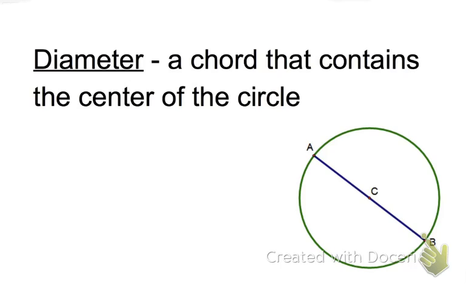Diameter. The diameter is a chord that contains the center of the circle. So before we had a chord whose endpoints were on the circle, which is similar to this one. So AB is actually considered a chord, but when the segment actually goes through the center of the circle, it's now called a diameter. So the way that we would name this diameter is by its two endpoints, which would be segment AB.